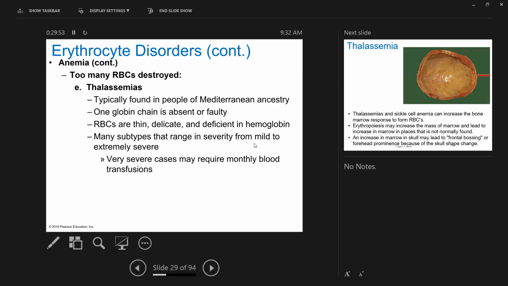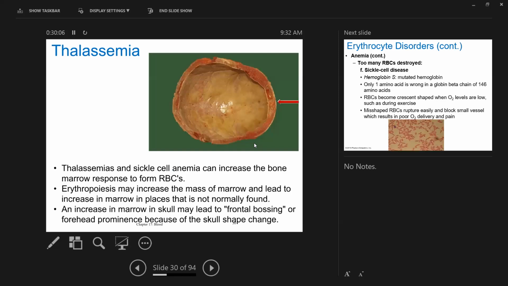It can be very mild, very, very severe. You may have to have transfusions. What happens though is that the bone marrow will respond to this by enlarging the marrow. And so what we see here is a skull. See where the red arrow is? That's the frontal bone. Now our frontal bone is very thin. You can, in fact, feel it right through your skin. The frontal bone will enlarge, and the frontal bone will protrude, if you will, because it's trying to compensate.